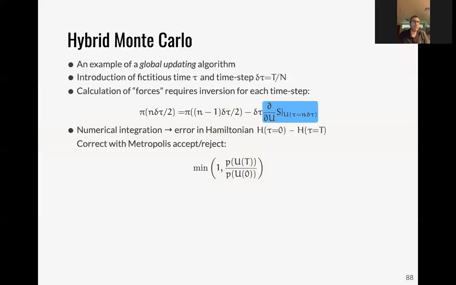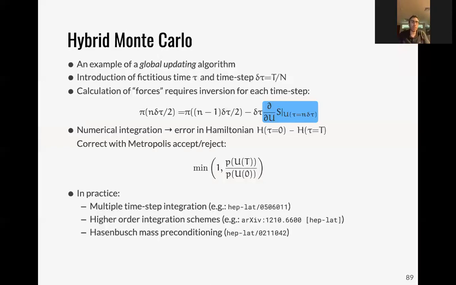So in practice, in this hybrid Monte Carlo, people employ additional improvements, and I won't say any details here, but I just put some literature. So there's a so-called multiple time step integration where you can break this iteration step into multiple levels having a different time step.